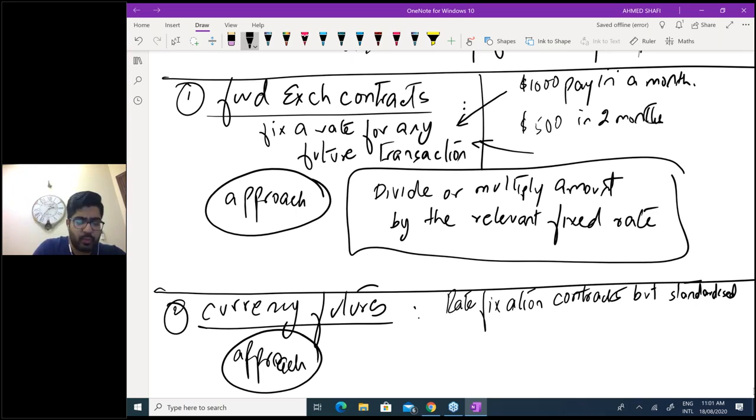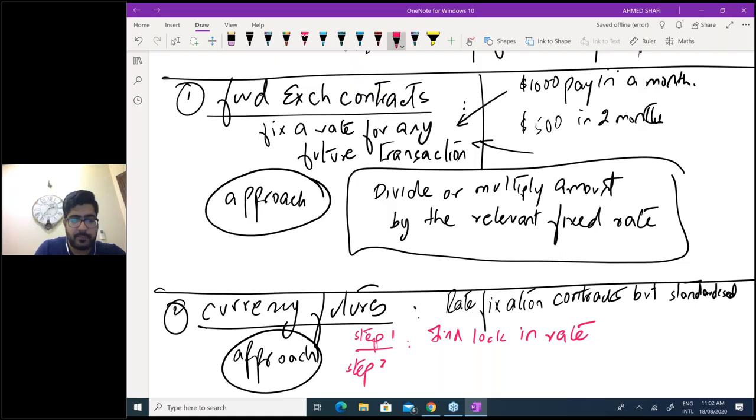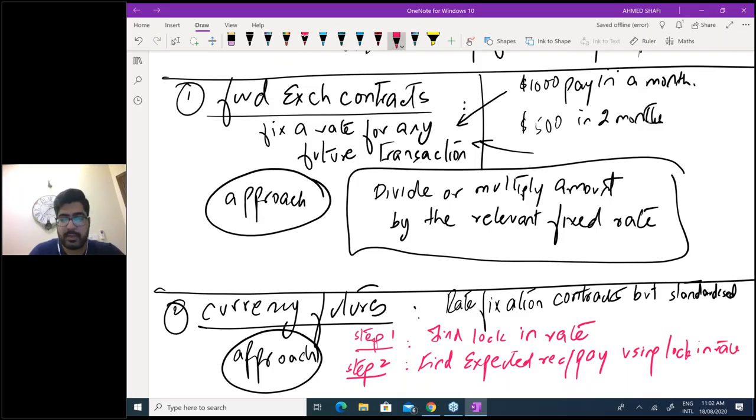Now my approaches are quite easy, and if you haven't studied from me before, you will really feel after the class that you have a complete grip on futures, options, and forward exchange contract. The approach is 3 steps. Step 1, find the lock-in rate. Step 2, find expected receipts or payments using the lock-in rate.